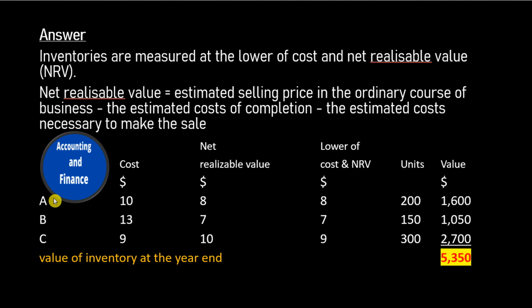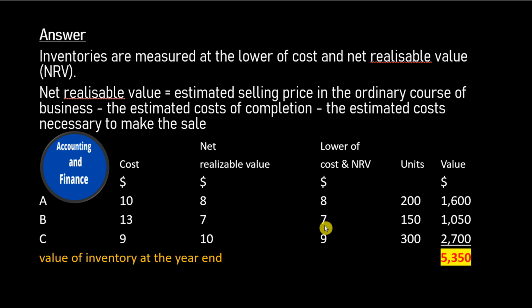A. Cost $10. Net realizable value $8. Lower of cost and NRV $8. Units 200. Value $1,600. B. Cost $13. Net realizable value $7.